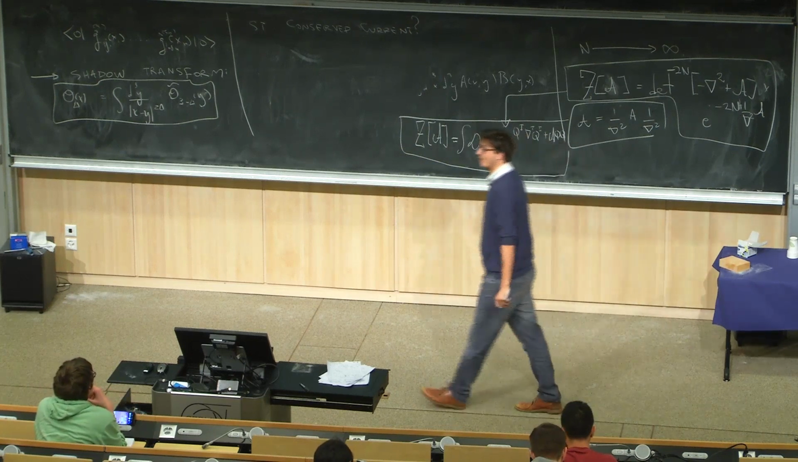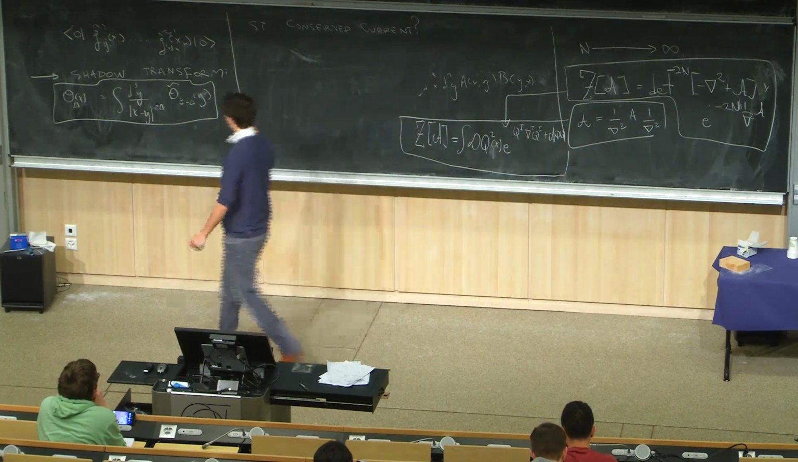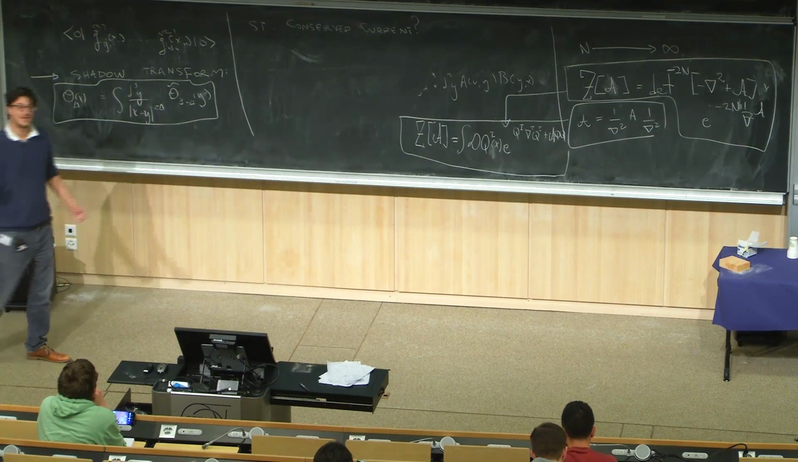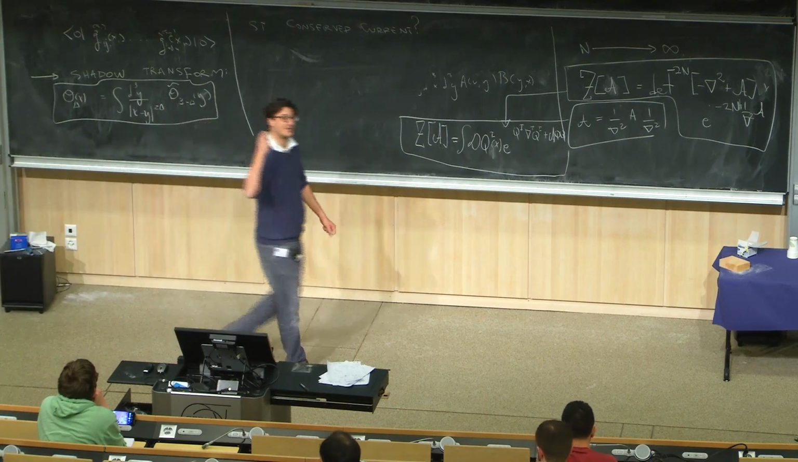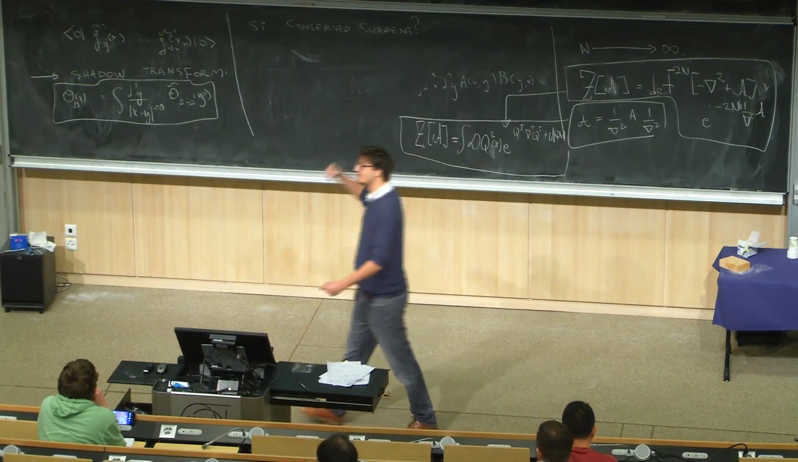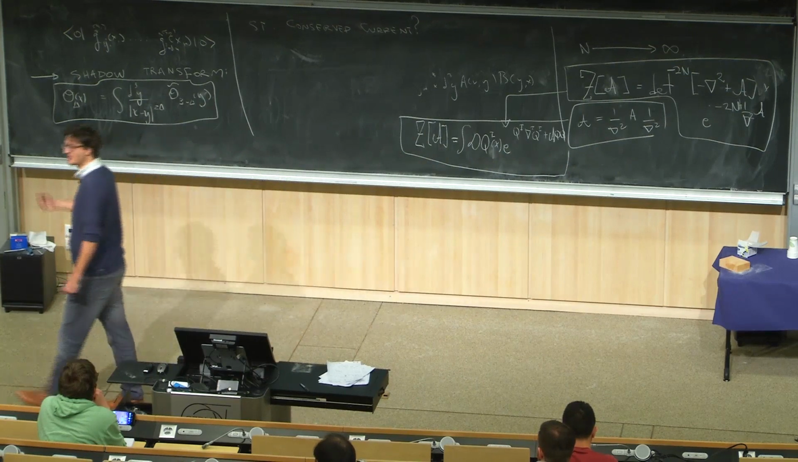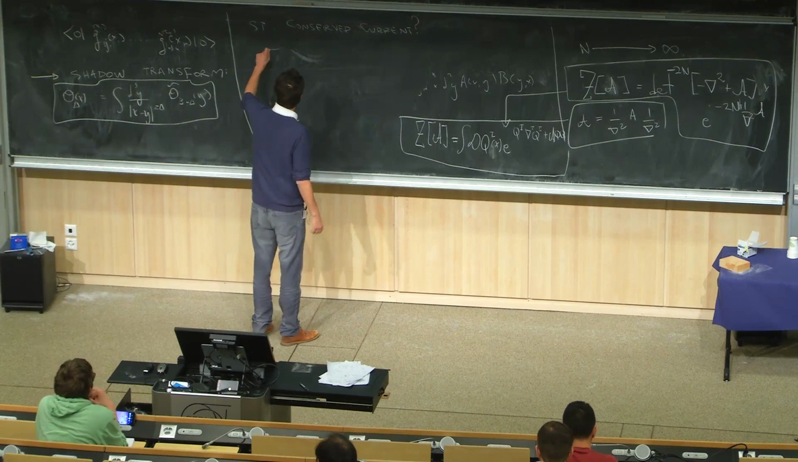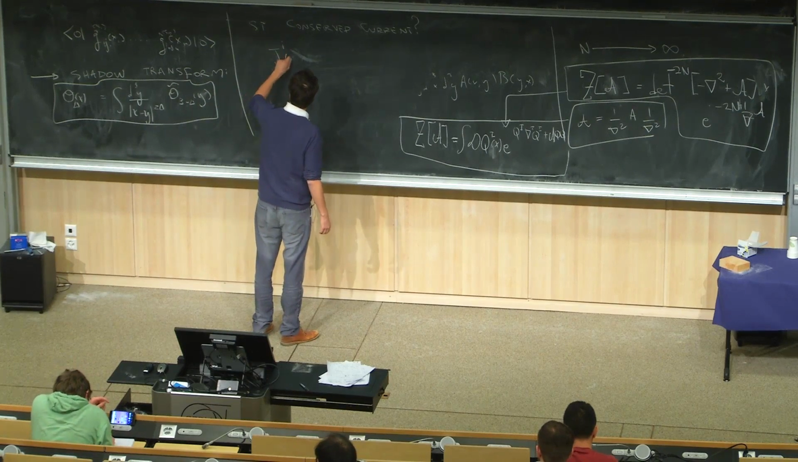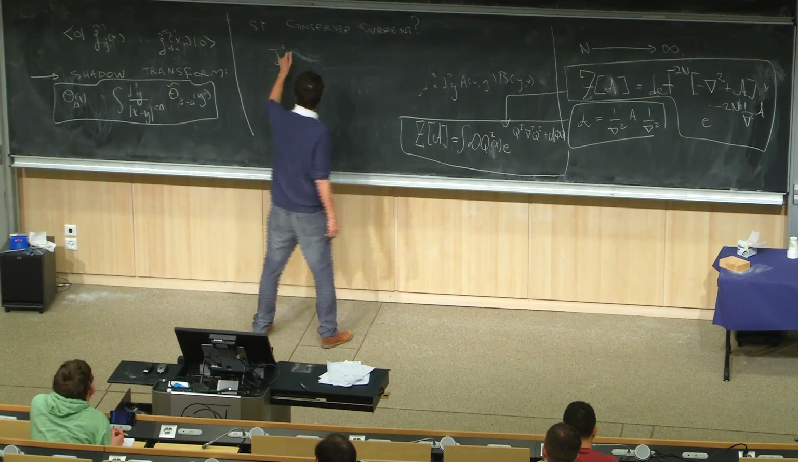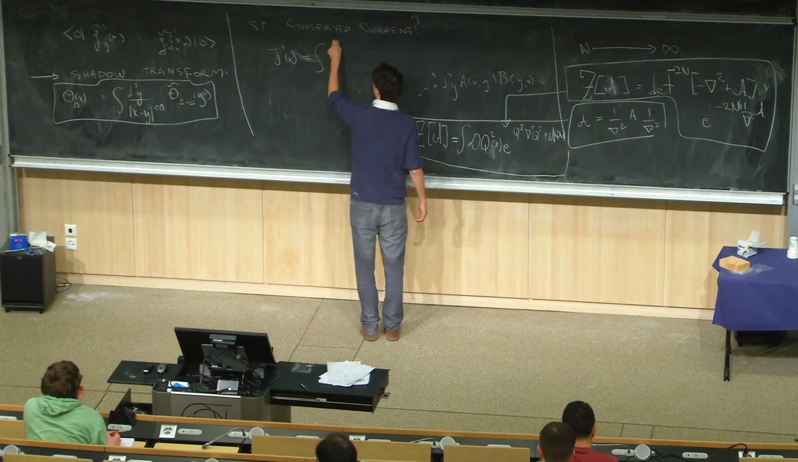Something rather interesting happens. The shadow transform of a conserved current takes the divergencelessness condition of the current and produces a gauge invariance for the shadow. Okay? So, say I have a conserved current.